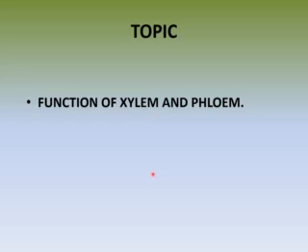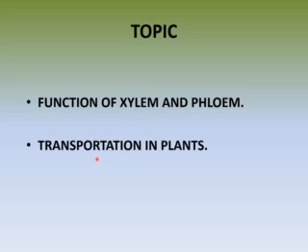So basically, just shortly, xylem and phloem are the veins of the plant which carry the food and water to the whole plant. Xylem takes water to the entire plant while phloem takes food.